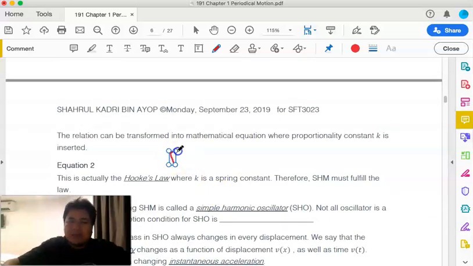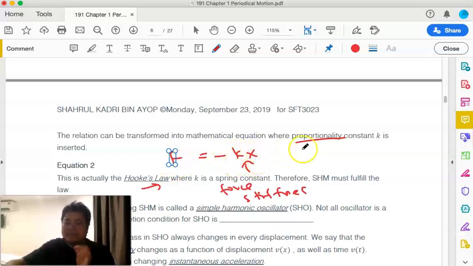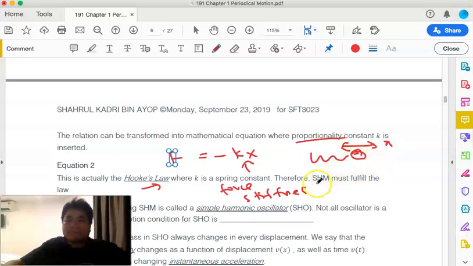We can write it as F equal to negative kx. Here k is a proportionality constant, called the spring constant. Some books call it the force constant, and some call it stiffness, which is how strong the spring is. This relation is called Hooke's law: F is equal to negative kx. F is the restoring force, k is the proportionality constant, and x is the displacement of the spring. Displacement in either direction produces a force on the object.